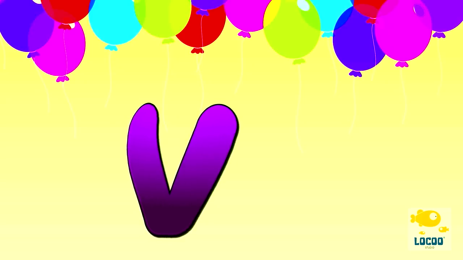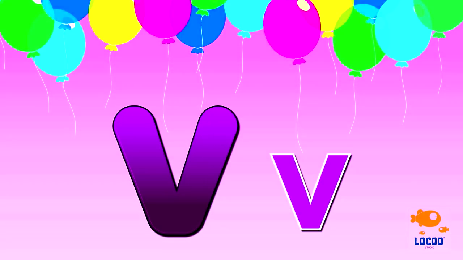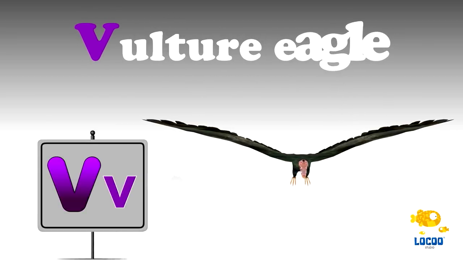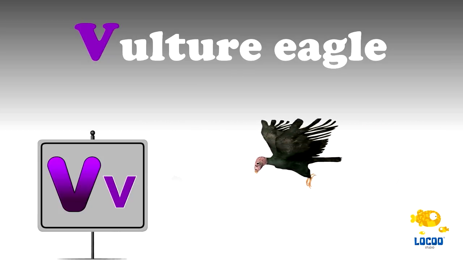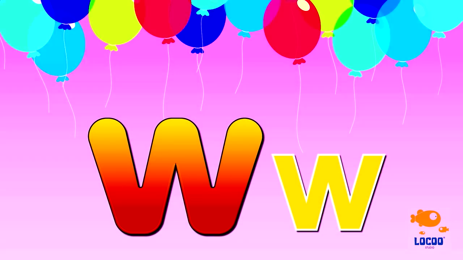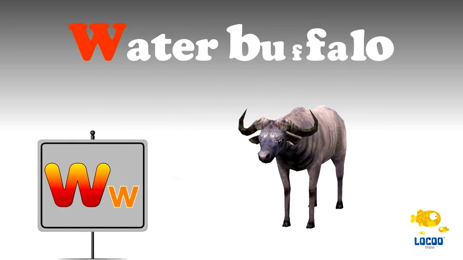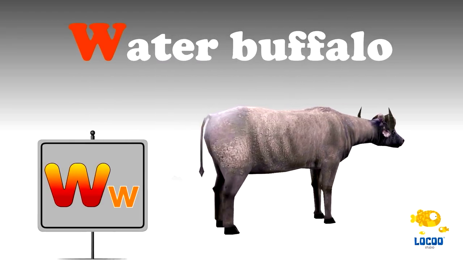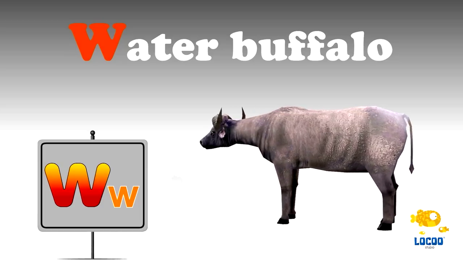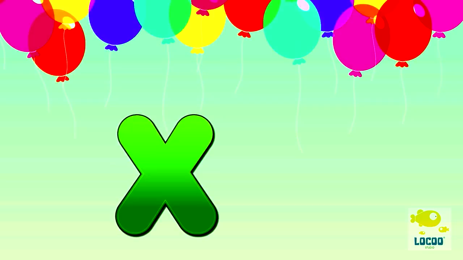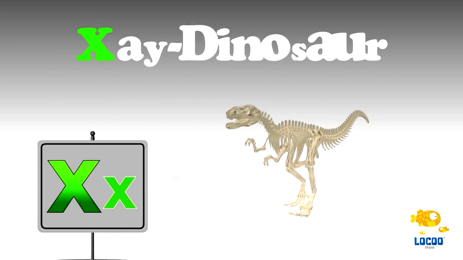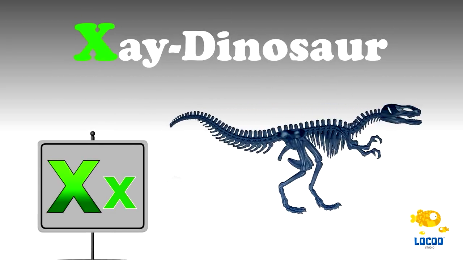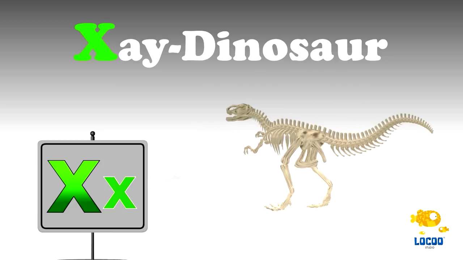V. V is for vulture eagle. W is for water buffalo. X. X is for X-ray dinosaur.